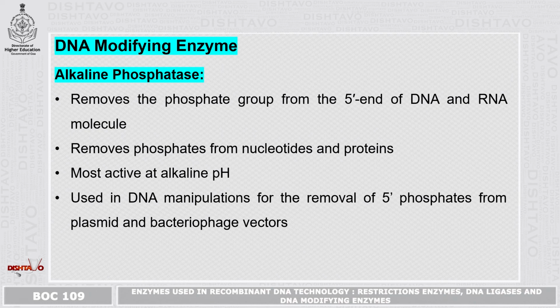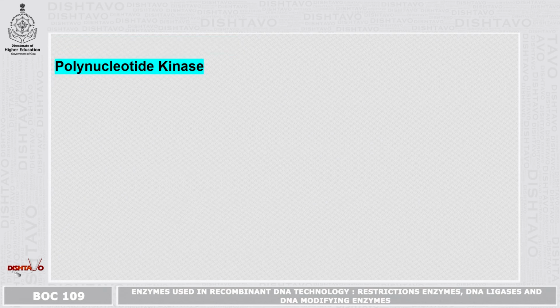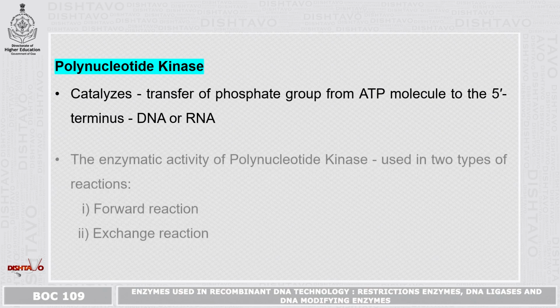It is used in DNA manipulations for the removal of 5' phosphates from plasmid and bacteriophage vectors, and also in the removal of 5' phosphate from fragments of DNA prior to labeling with radioactive phosphates. Now we will study the second enzyme, polynucleotide kinase. It catalyzes the transfer of a phosphate group from an ATP molecule to the 5' terminus of DNA or RNA.